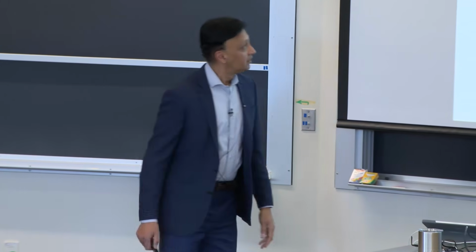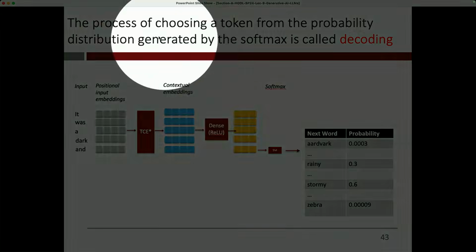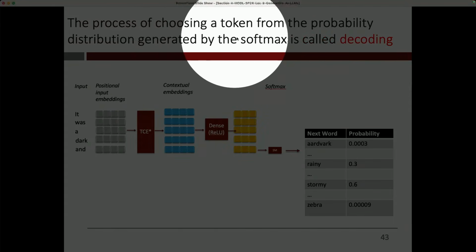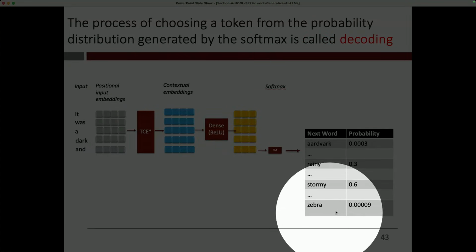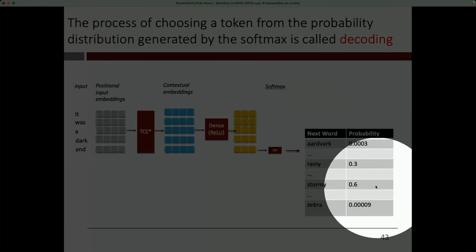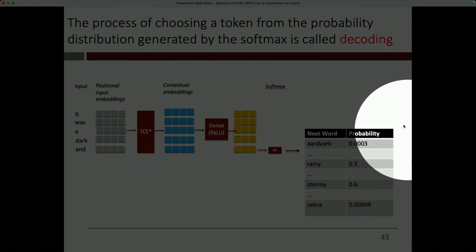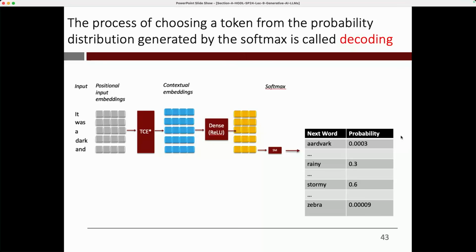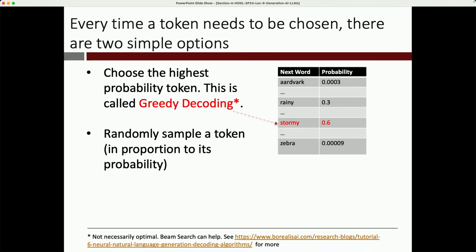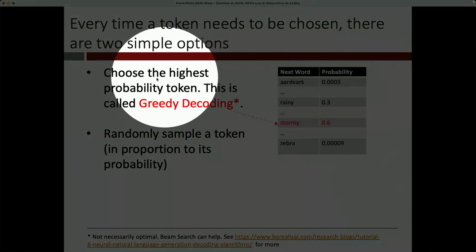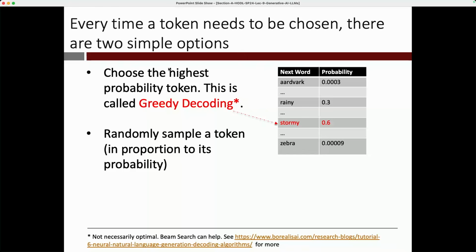First of all, the definition: the process of choosing a token from the probability distribution coming out of the softmax, I'm sticking this table right here. This is the softmax, right? This process of choosing is called decoding. That's a technical term for it. We get this table, we have to decode, meaning we have to pick something from this table. Now, there are two extreme cases of very simple ways to do this. The first, of course, is just pick the word with the highest probability. This is called greedy decoding.